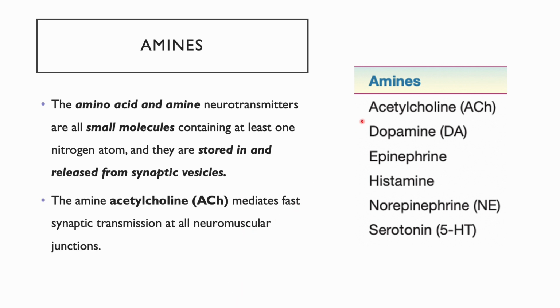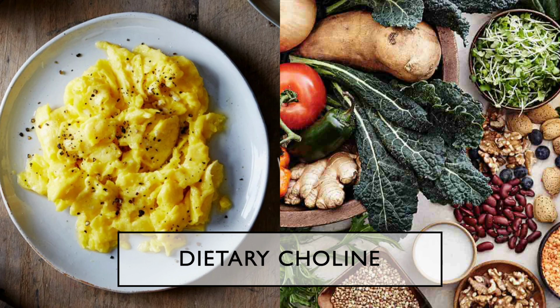The amine acetylcholine helps to mediate fast synaptic transmission at all the neuromuscular junctions. For example, we know that it plays an important role at the heart. It is made by extracellular choline. Extracellular choline is typically obtained through diet. So dietary choline is absolutely vital. If we don't get enough dietary choline, it's going to be difficult to synthesize enough acetylcholine in our nervous system.